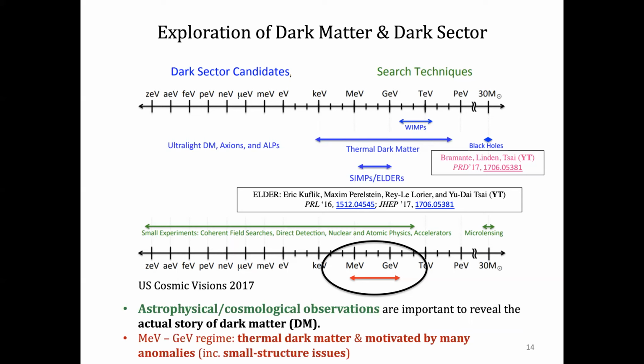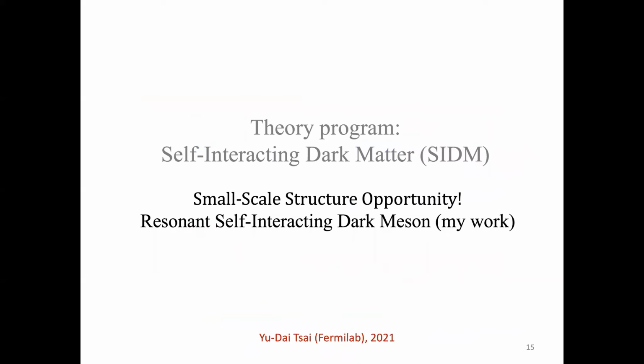So yeah, as I say, I wouldn't say that the small scale structure is a big anomaly, but it's certainly an opportunity and kind of like an anomaly. So that's why it's very interesting to consider things at the MeV to GeV scale. Okay, so small scale structure opportunity: resonant self-interacting dark matter.